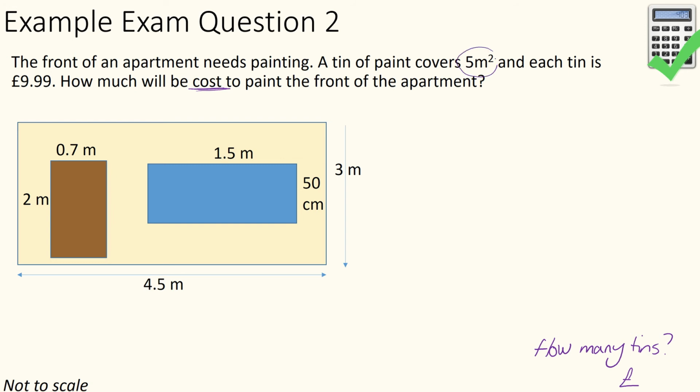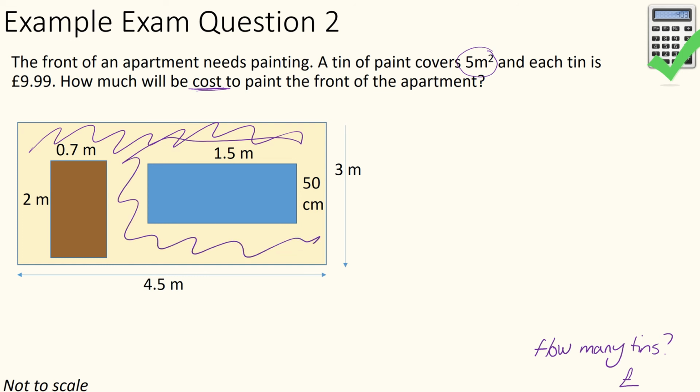The fact that it says each tin of paint covers 5 meters squared makes me think that this is an area question as well as what is the final cost. In order to know how many of those tins I will need, I need to know the area that I'm painting. So this is the bulk of it. I need to know what is the area that I want to paint. So this is the yellow background here. That is what we want.